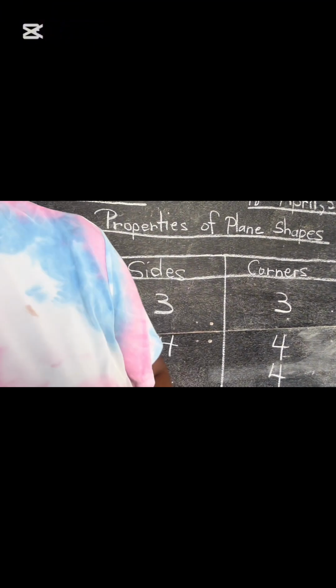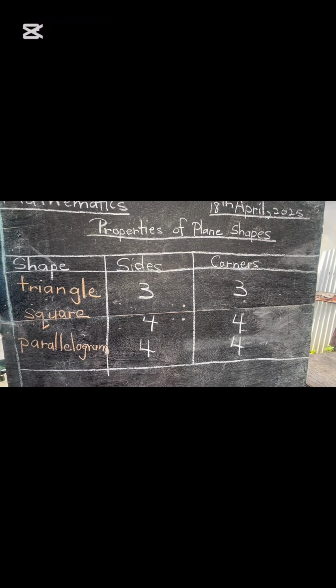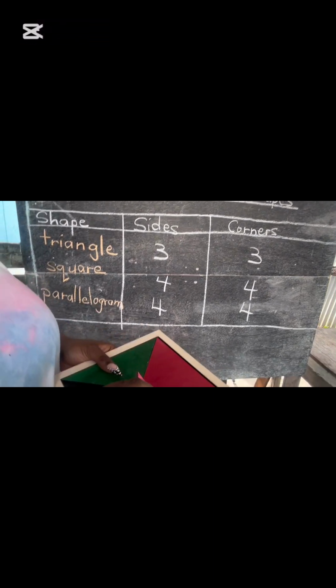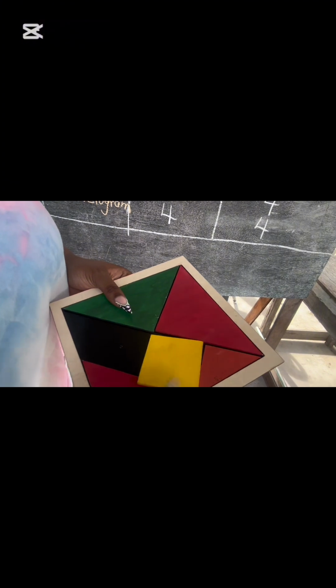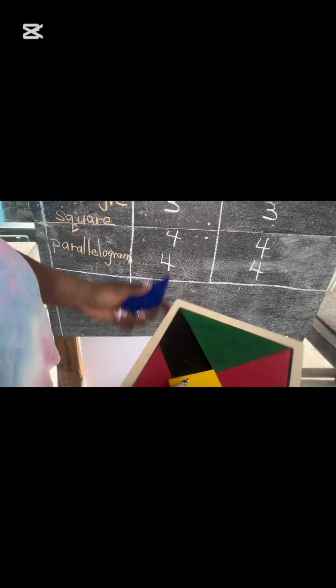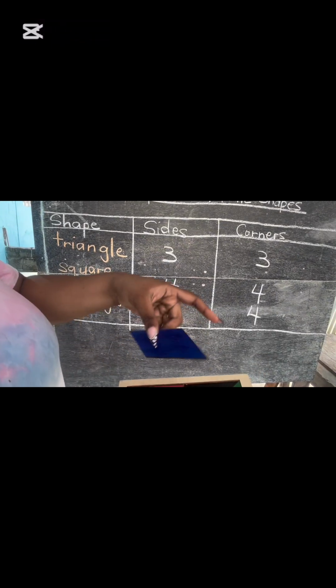So for today's lesson, we used our Chinese tangram to find the properties of the shapes that made the tangram, right? We had the triangle, this one, the square, and the parallelogram.